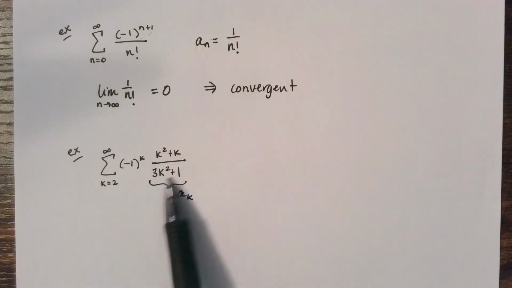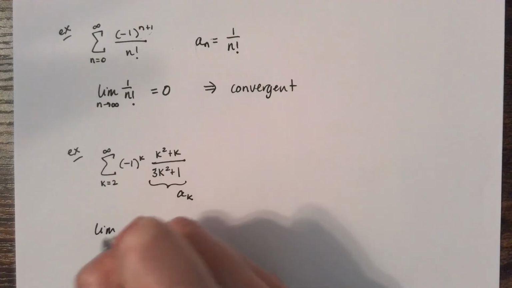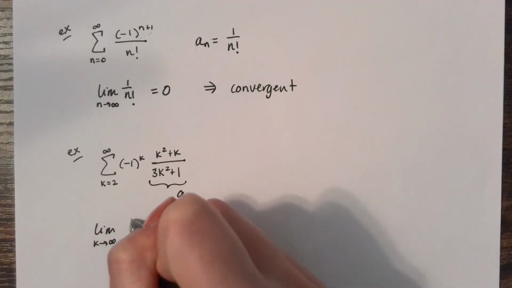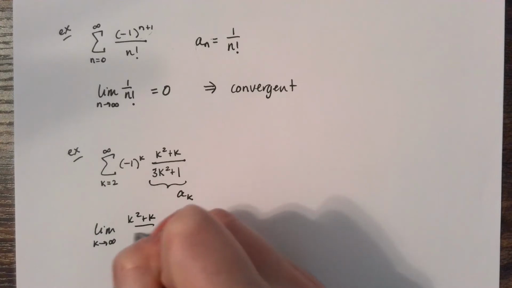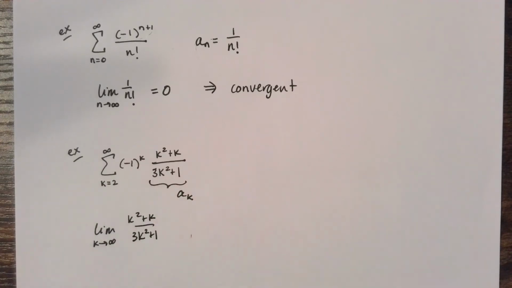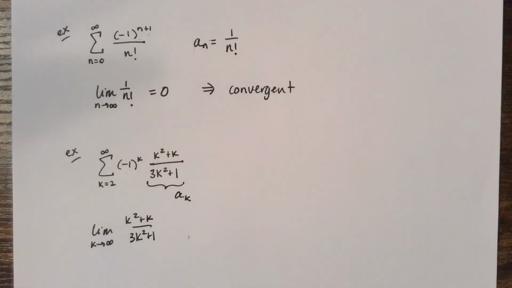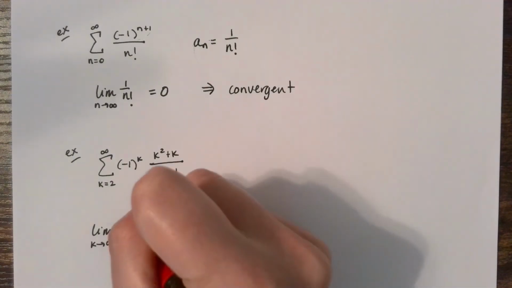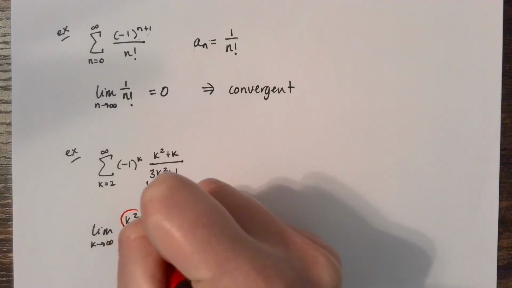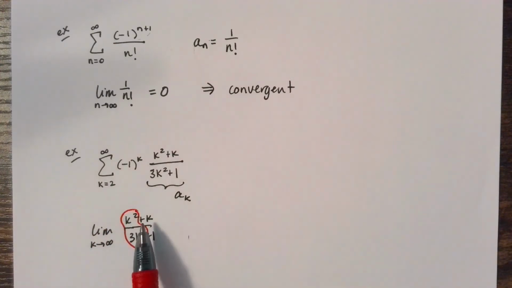Okay, so I want the limit of this stuff. So now we have the limit as k approaches infinity of (k squared plus k) over (3k squared plus 1). This is one of those limits where there's at least two ways to get to the same answer. One thing you could do is notice that this is a rational function, meaning there's a polynomial on top and the bottom, so all we need to do is look at the ratio of our leading terms. That gives us 1 over 3, and that's our answer.